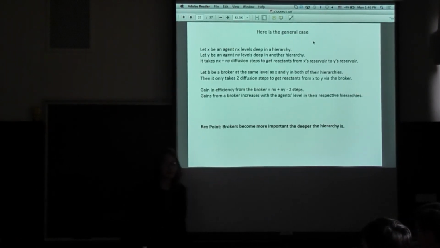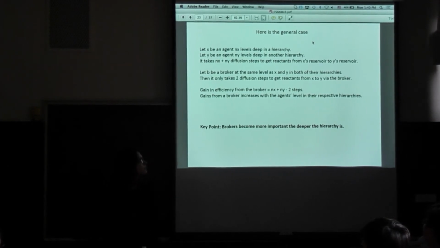Okay, and then here's the general case of what I just described. And the most important takeaway is that brokers become more important the deeper the hierarchy is.